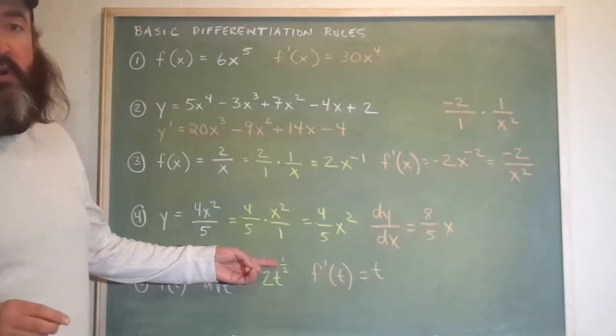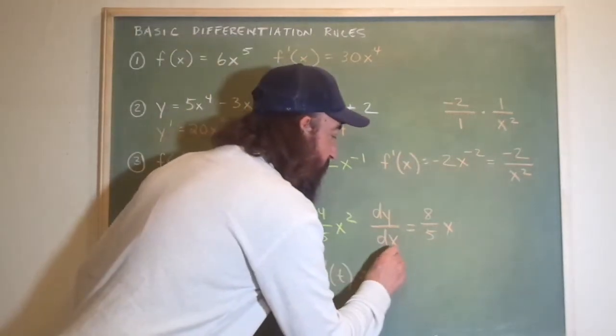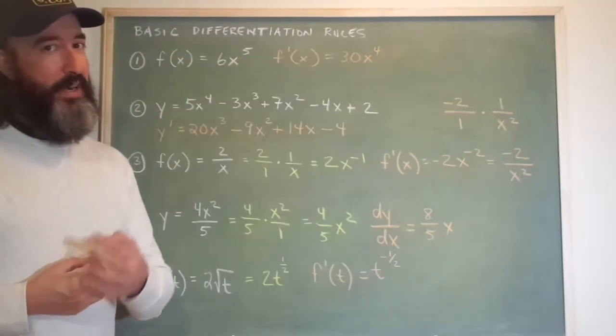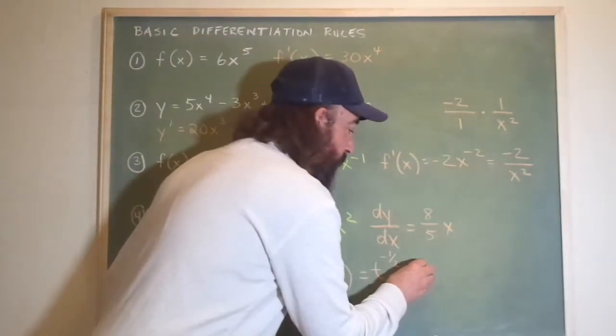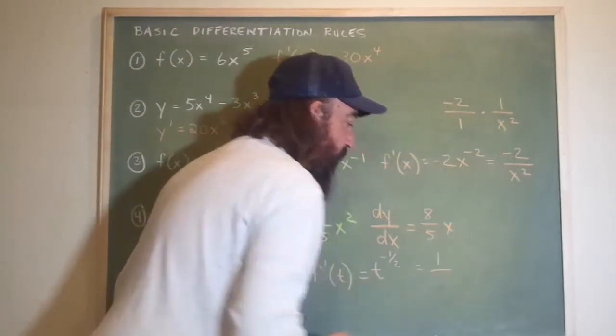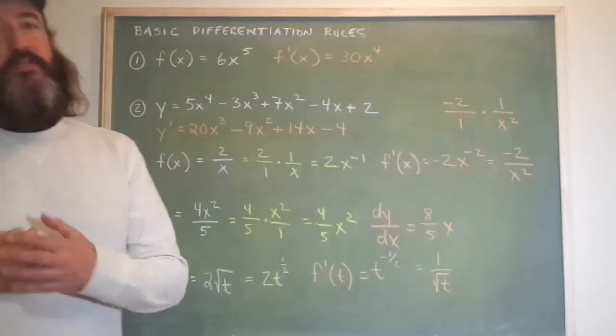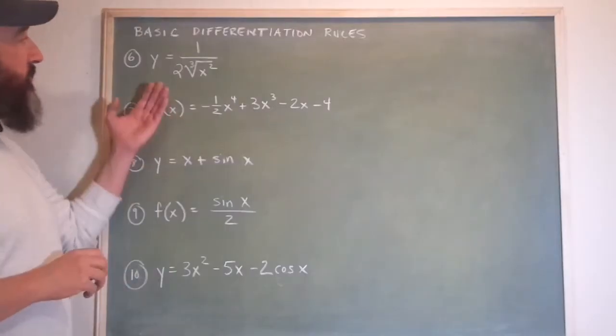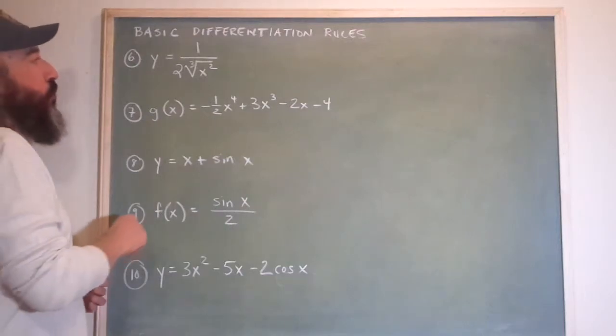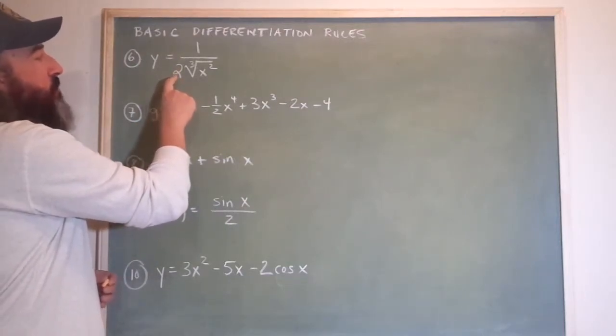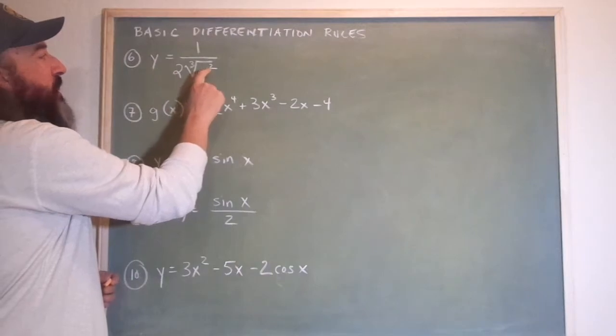And if I subtract 1 from 1/2, I get negative 1/2. We don't want to leave it with that negative exponent, so we better rewrite it. This is 1 over t to the 1/2, or I'm going to say 1 over the square root of t. Let's try to make sense of number 6 here. Y equals 1 over 2 times the cube root of x squared.